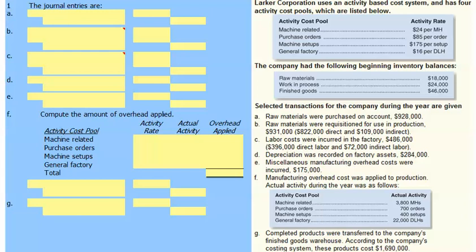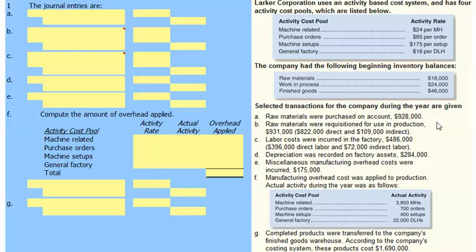Larker Corporation uses an activity-based costing system and has 4 activity cost pools, which are listed below. And the company had the following beginning inventory balances, which are listed below, and the selected transactions that are given took place during the year. We need to record the transactions in journal entry form, then post them to T accounts. Let's begin by recording the journal entry for transaction A.